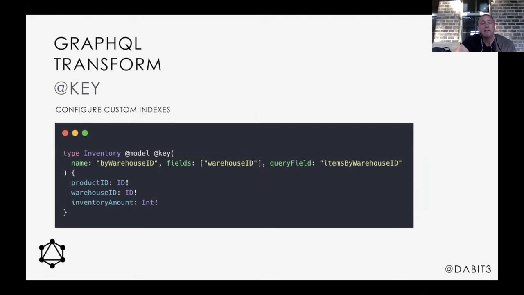We can add an array of different keys here, and what we can say is the key that we're going to create is going to be named byWarehouseID. The field that we're going to use to query is going to be warehouseID, and then we're going to define the query that we'd like to be able to run to access this. So we'd be able to say, okay, we want to get items by warehouse ID. The argument here would be the warehouse ID. And essentially we're running a DynamoDB query, which is a very performant and great way to interact with DynamoDB. And on your type, you can add, again, as many fields as you want, as many access patterns as you'd like. So this is just an abstraction on top of DynamoDB GSIs.